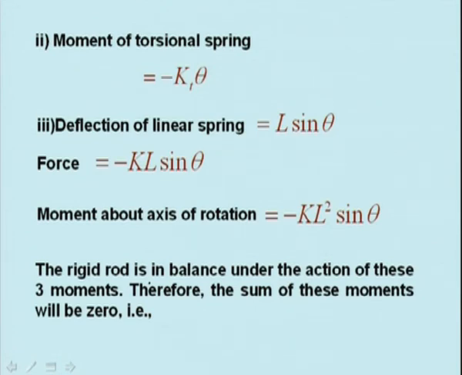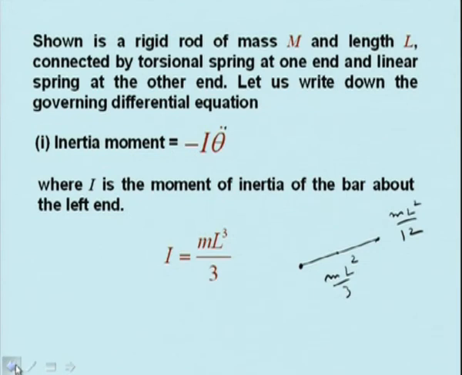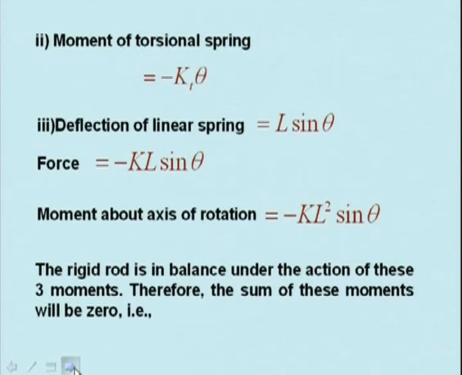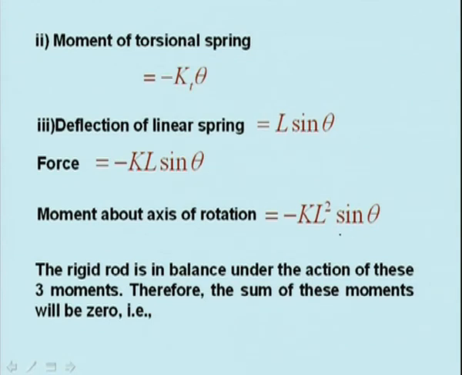Moment of the torsional spring is minus Kt times theta. Deflection of the linear spring is actually L sin theta. So we have the spring like this, and if it gets displaced, this is theta, so this is L sin theta. Therefore force is equal to minus KL sin theta. The linear spring applies a restoring force, that is minus KL sin theta. Now the moment about the axis of rotation is minus KL square sin theta.